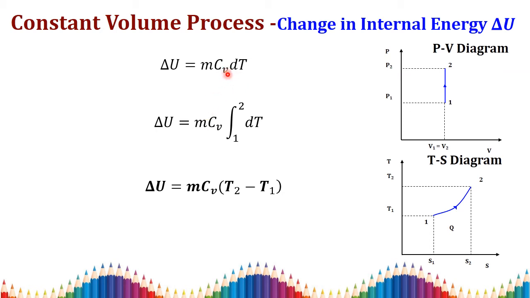When we integrate this equation with the states from 1 to 2, m and Cv are constant, so taking them outside, we get the integral of 1 to 2 of dT, the change in temperature. The integral of dT is T, upper limit 2 minus lower limit 1. When substituting the limits, we get the equation of internal energy as delta U equal to mCv into (T2 minus T1).